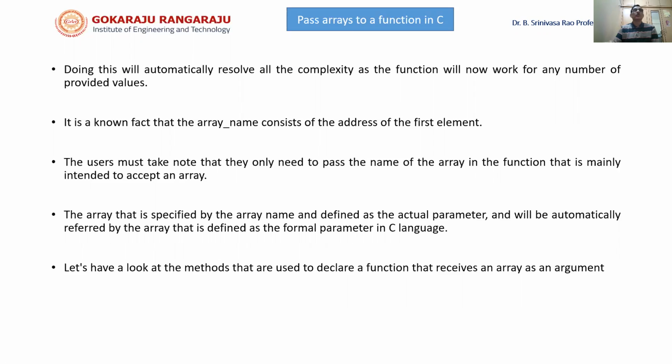It is also a known fact that the array name consists of the address of the first element. The users must take note that they only need to pass the name of the array to the function that is intended to accept an array. The array specified by the array name and defined as the actual parameter will be automatically referred to by the array that is defined as the formal parameter in C language. Let us have a look at the methods that are used to declare a function that receives an array as an argument.